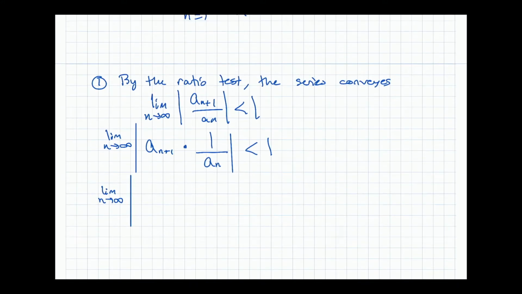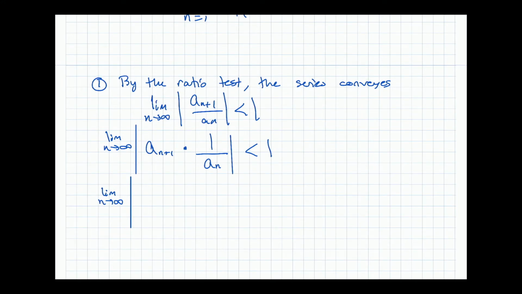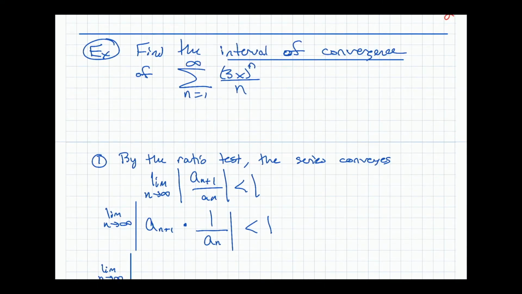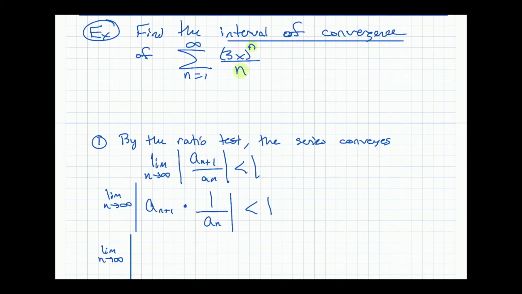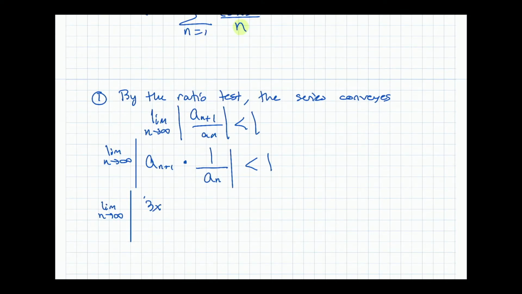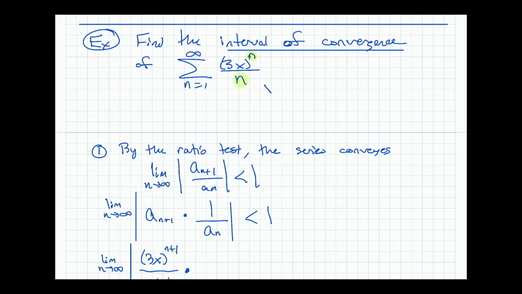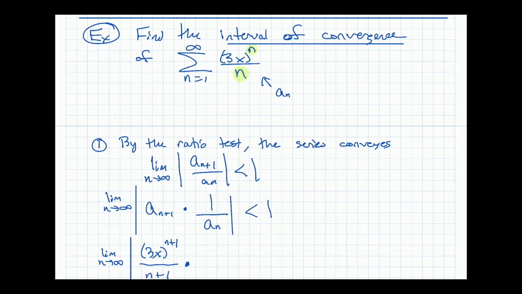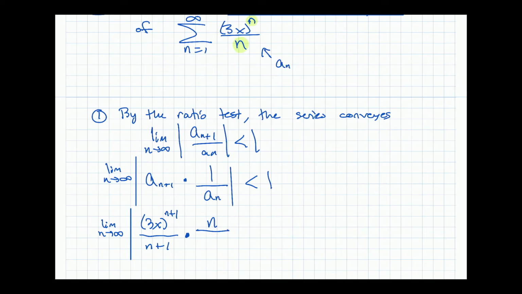So limit as n goes to infinity of a_{n+1}. So remember what that is. You're going to take the terms here and replace the n's with n plus 1. So (3x)^{n+1} over n plus 1 times the reciprocal of a_n. So this is a_n, right? So the reciprocal of a_n is just that fraction upside down. So n over (3x)^n. And we want that less than 1.